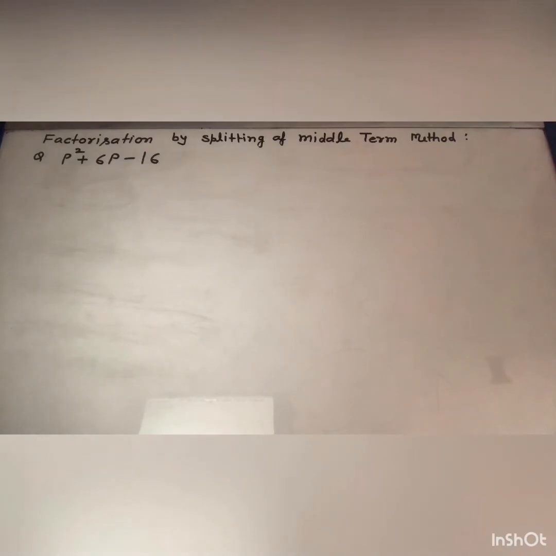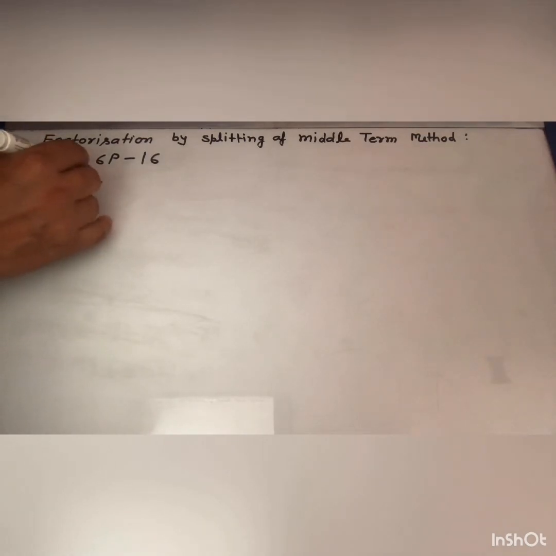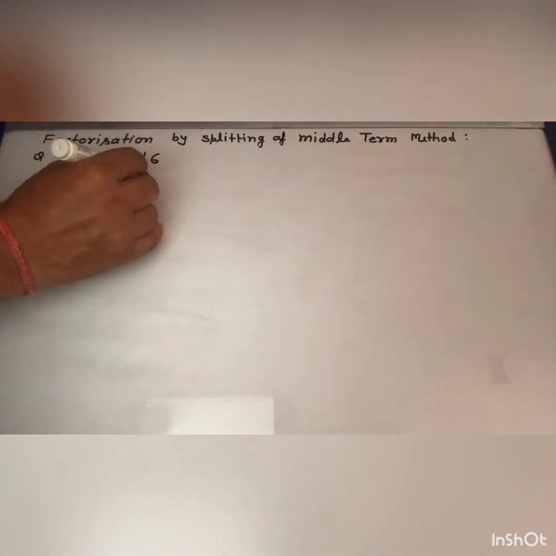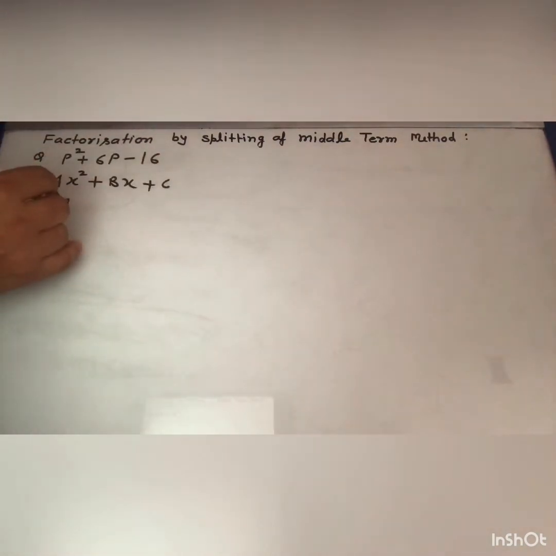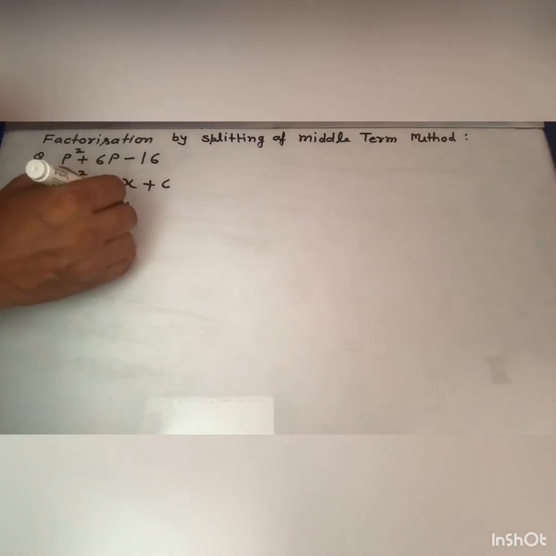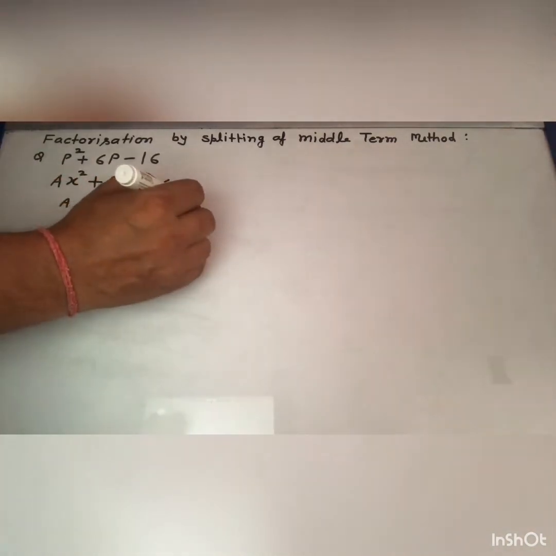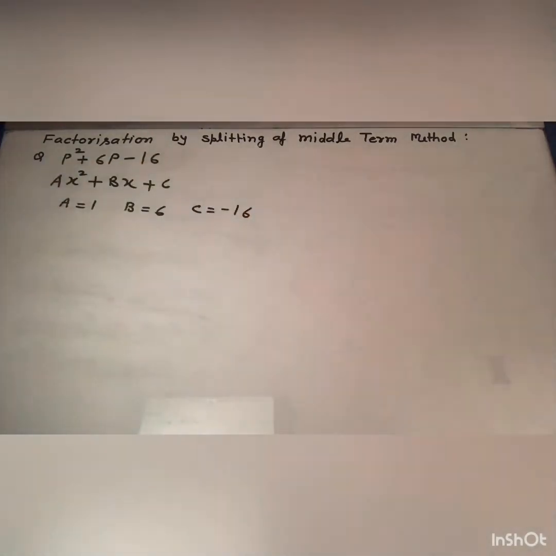Now understand this question on factorization by the splitting of the middle term method. This is the question p square plus 6p minus 16. First of all, we will compare this expression with ax square plus bx plus c. So here a equals 1, b equals 6 and c equals minus 16. First we multiply a and c.